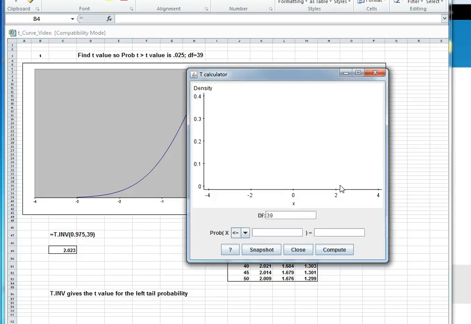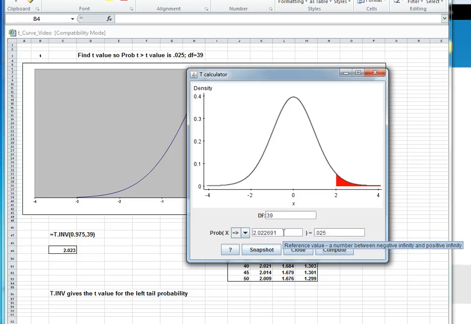Now, how do we do this in StatCrunch? To do this in StatCrunch, go to MyStatLab, go to a problem that has StatCrunch as an option, click StatCrunch, click Stat, click Calculators, click T, and you'll get something like this. Enter 39 as degrees of freedom, and now you have the probability of x less than or equal and 2 boxes. For this, we want probability x greater than or equal. We want an area of 0.025. Click Compute, and there's the same 2.023 as we got in the previous problems.